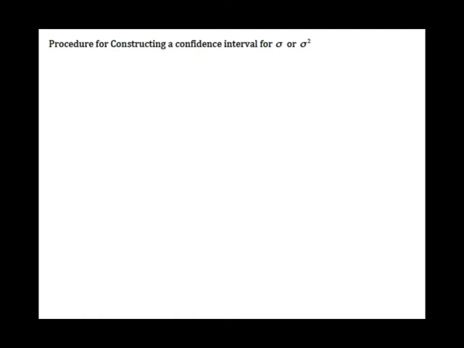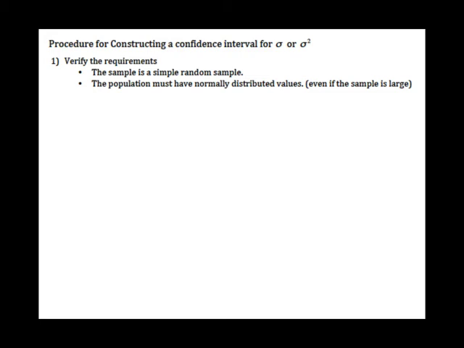And this is the procedure to construct the confidence interval for standard deviation or the variance. So first, verify the requirement: simple random sample, and the population must be normally distributed. We don't care about the sample size. Even though the sample size is greater than 30, we still ask for the population to be normally distributed.